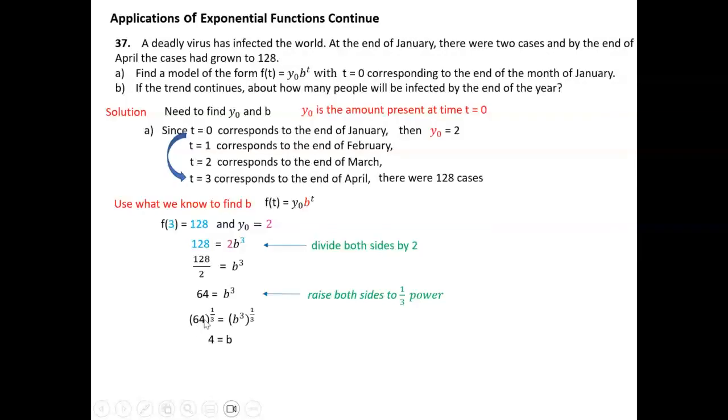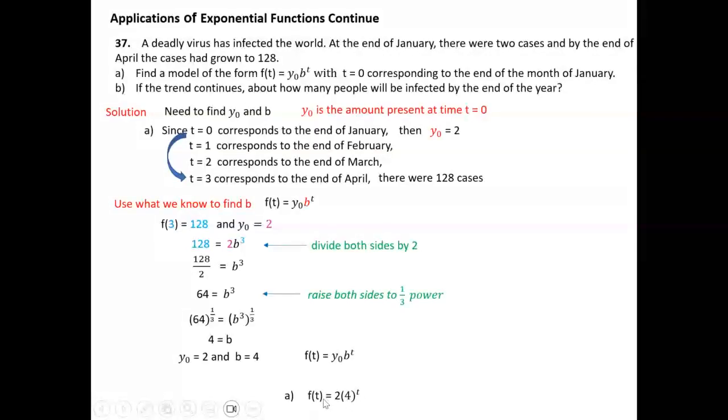Just put 64 in your calculator, raise it to the power of 1/3, and it'll give you 4. So we got my y naught, which is 2, and my b is 4. So now let's plug them into the formula. This is the answer for part A: f of t equals 2 times 4 to the power of t. Now let's find part B.